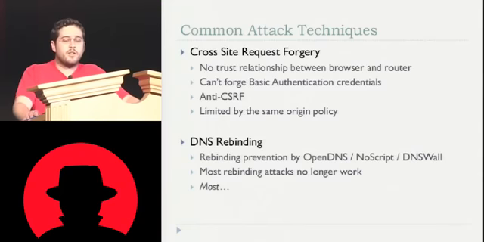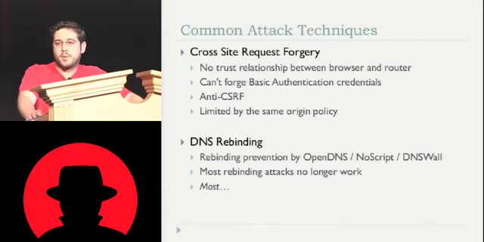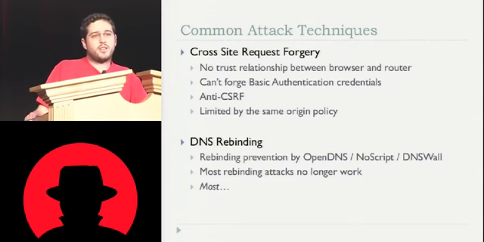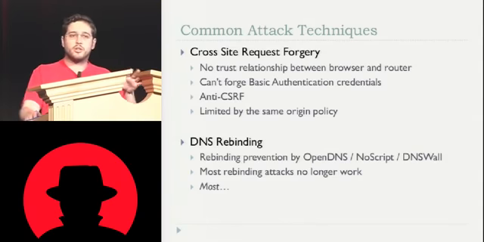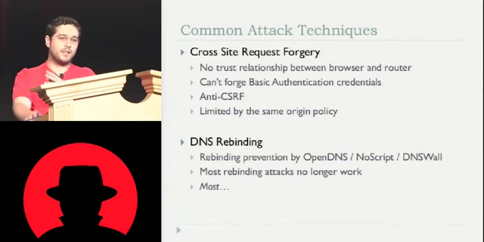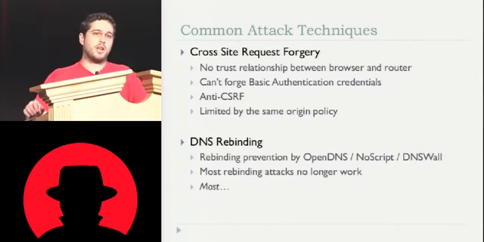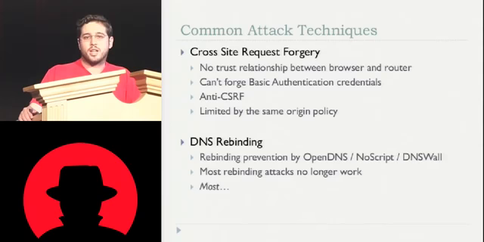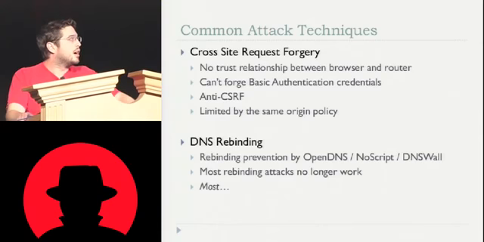First of all, you can't rely on there being a trust relationship between an internal client's browser and the router, because no one ever logs into their routers. So you can't exploit that. You can't forge basic authentication logins anymore with cross-site request forgery. You used to be able to do user:password@ and then the URL. Now that doesn't work anymore. IE doesn't even recognize that as a valid URL, and Firefox will actually throw a warning to the user. So you can't rely on that either.